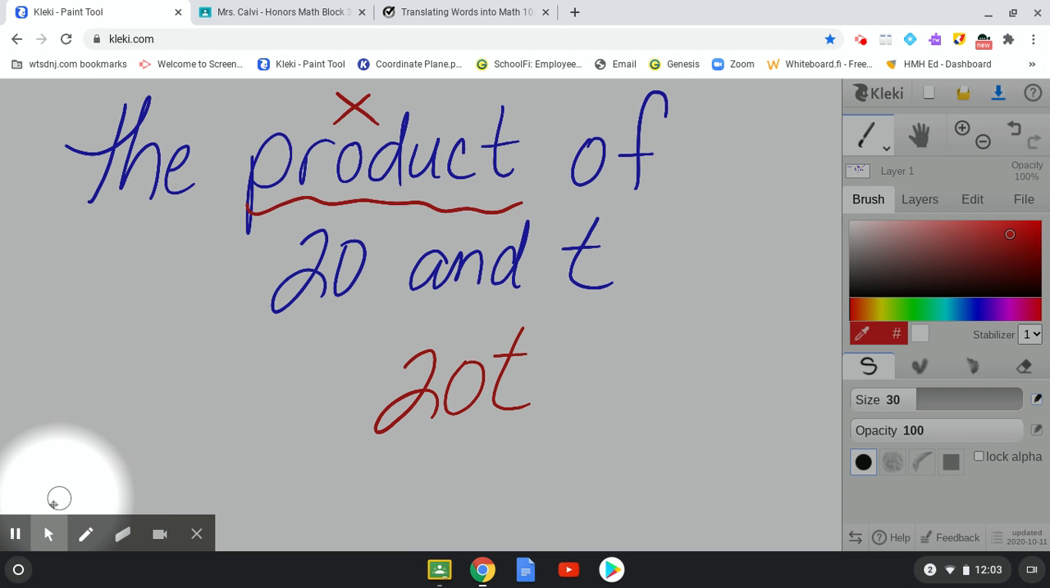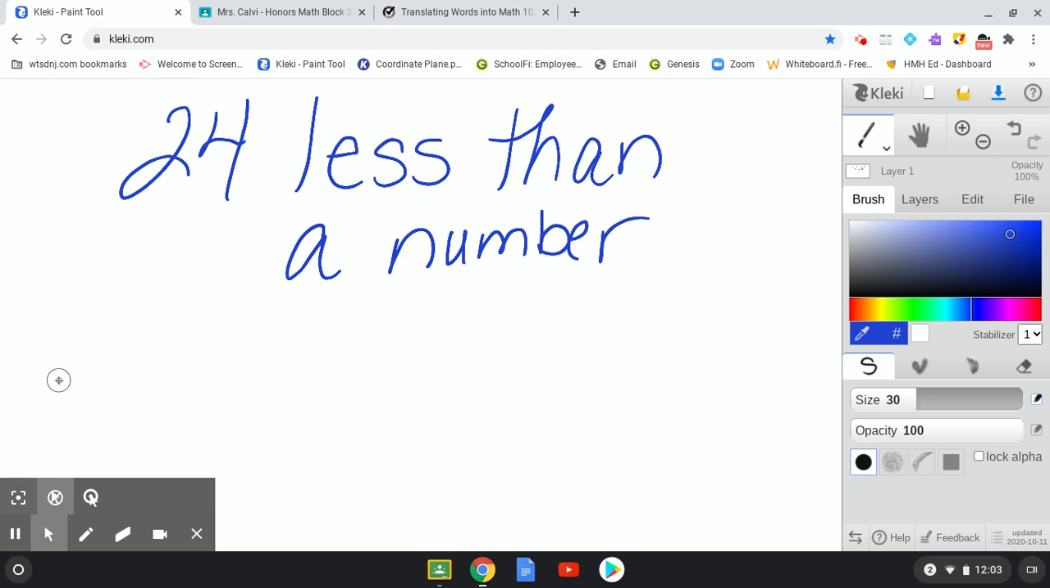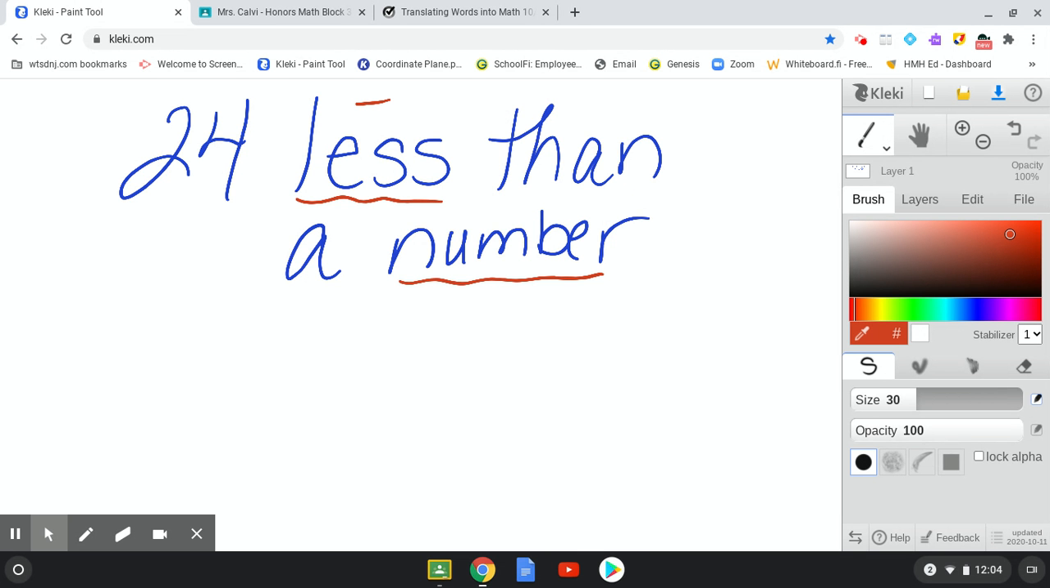Okay, let's try another one. Here we have 24 less than a number. So less means to subtract. I see this, and that means to subtract. And whenever it says a number, that's going to be our variable. That is our unknown. And you can use any variable. Number starts with an n, so we can use the variable n.